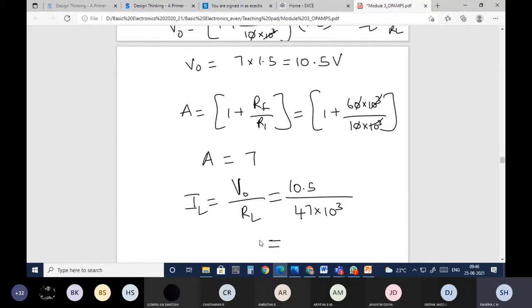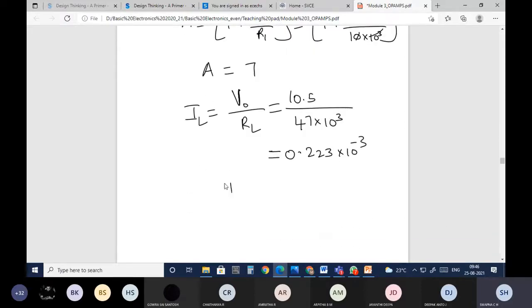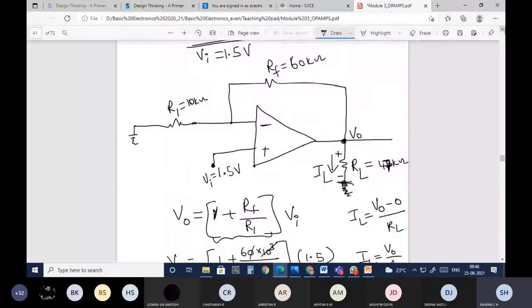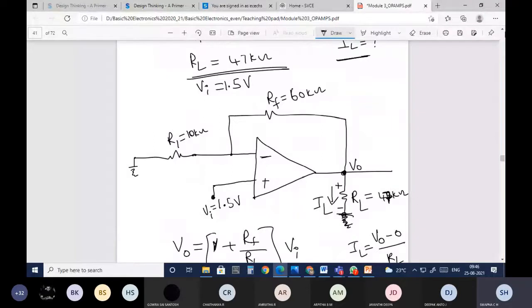Do you have a calculator with you? 10.5 divided by 47 is nothing but 0.223. You have 10 cube in the denominator. If I take it to the numerator, it will be 10 power minus 3. So IL is nothing but 0.223 milliamperes. Okay, so this is the IL value, the current through the load. If you do this much, you will get 8 marks directly.